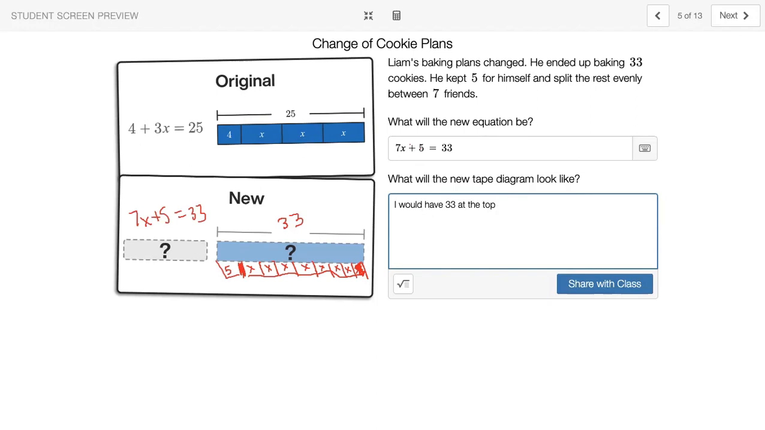And then the bar would be sectioned off into one section for the 5 and the remaining piece divided into 7 equal sections with an x in each section. And that would be it. Let's go on to the next slide.